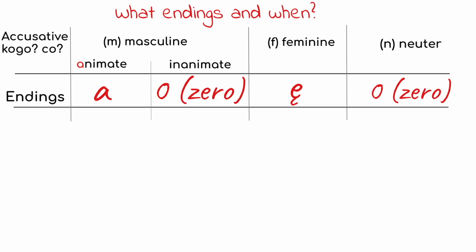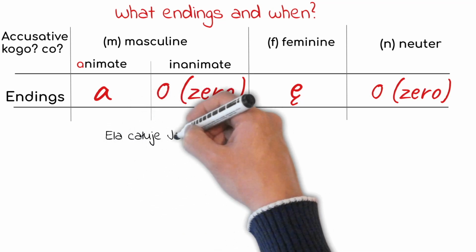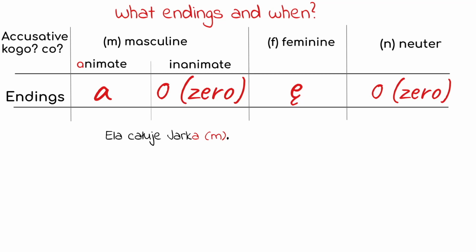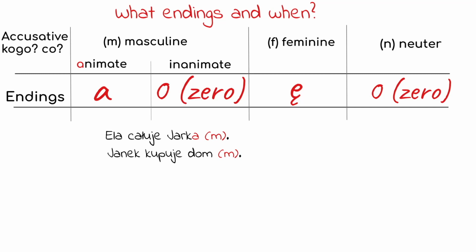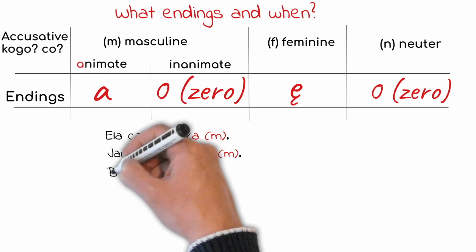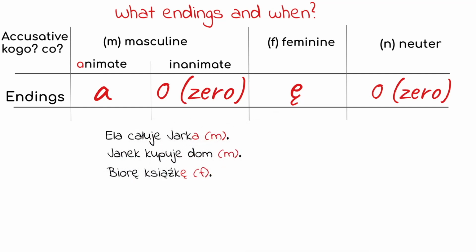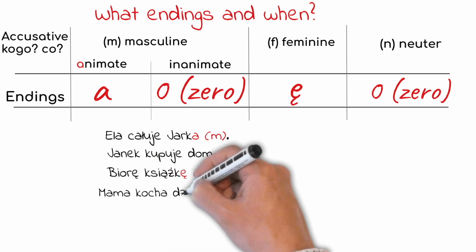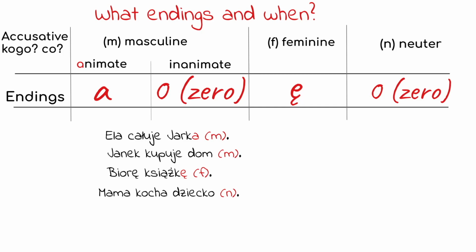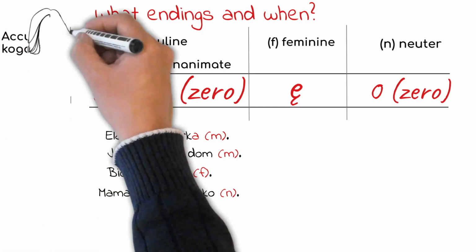Let's look at some examples. Ela całuje Jarka. Jarek is a masculine animate noun, hence it will take the ending a. A for animate. Janek kupuje dom. Dom is a masculine inanimate noun, hence it will receive 0 endings. Biorę książkę. Książka is a feminine noun, hence it will receive the ending ę. Mama kocha dziecko. Dziecko is a neuter noun, hence it will receive 0 endings.